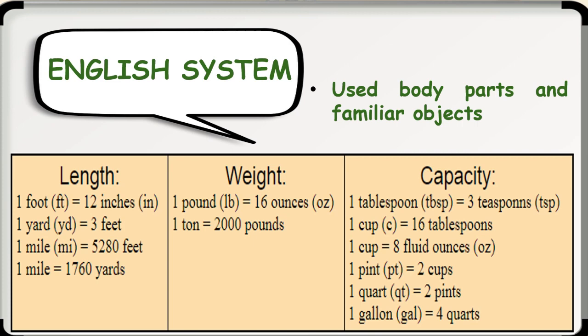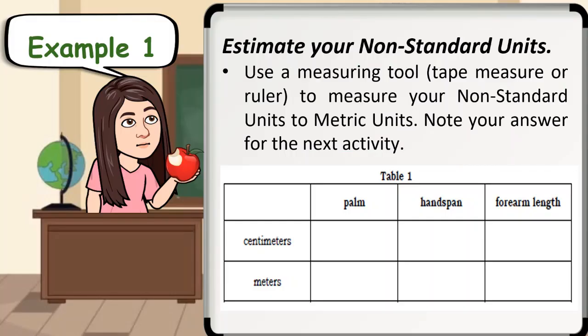For capacity, 1 tablespoon is 3 teaspoons. 1 cup is 16 tablespoons. Also, 1 cup is 8 fluid ounces. 1 pint is 2 cups. 1 quart is 2 pints. And 1 gallon is 4 quarts.